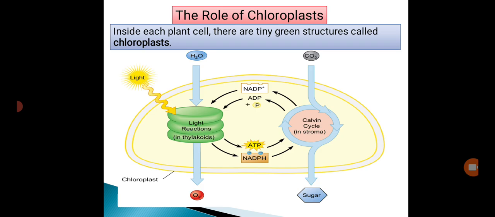So what is the main role of chloroplast in this photosynthesis? Inside each plant cell there are tiny green structures called chloroplasts. We also studied in the previous classes what chloroplasts are, what thylakoids are, what the main structures are, and what their main functions are. These are the real solar panels of the plant, packed with the green pigment called chlorophyll, that captures the sunlight and starts the photosynthesis reaction.